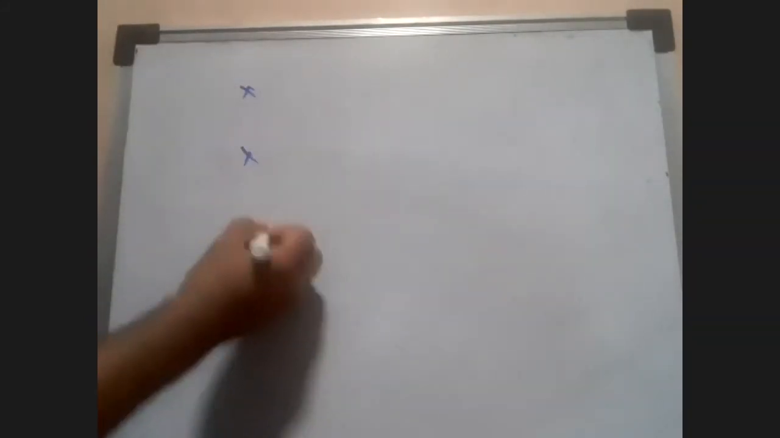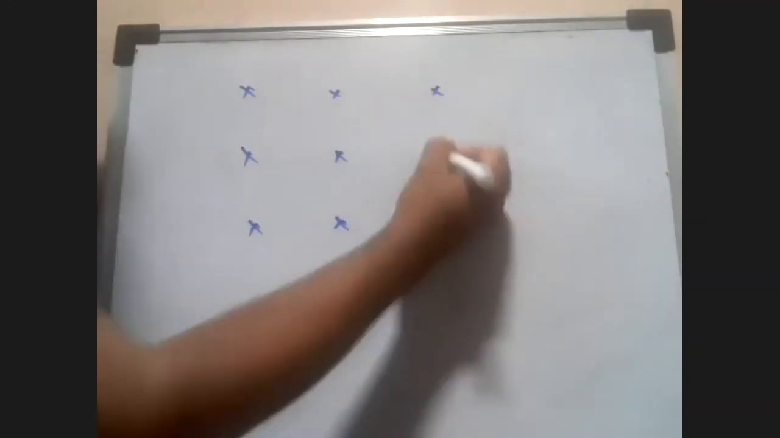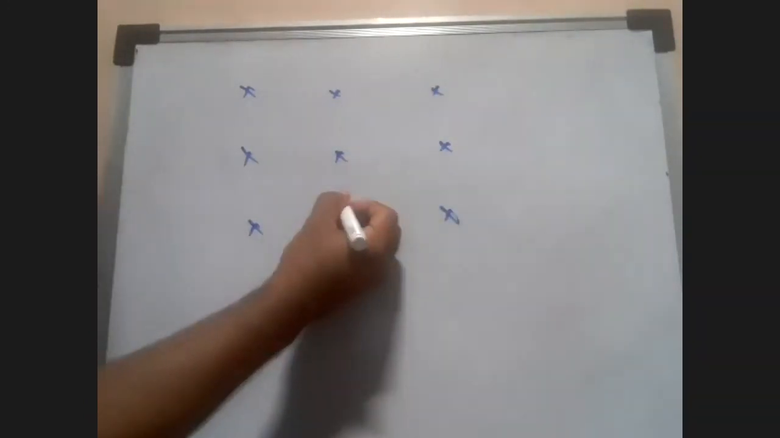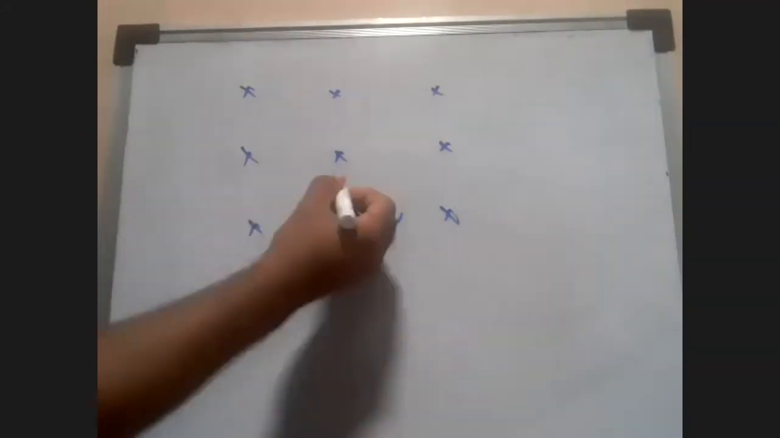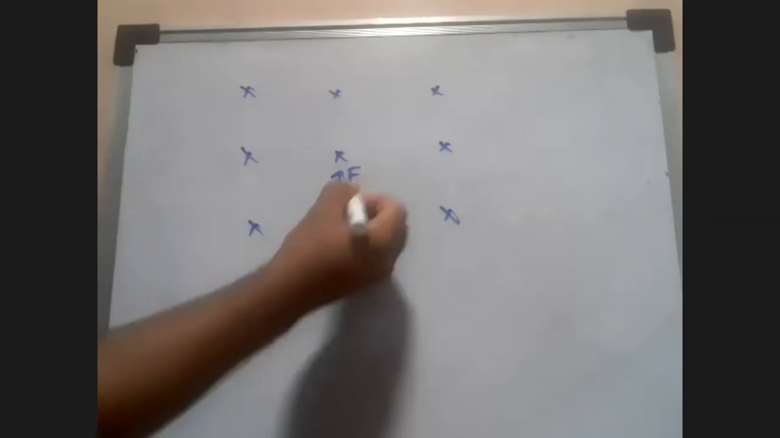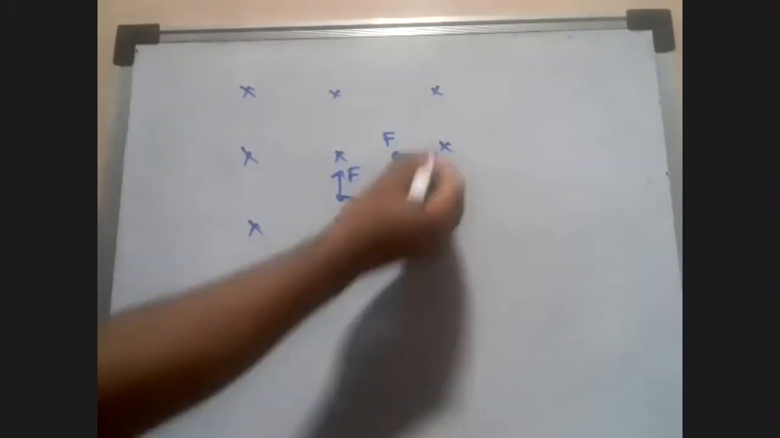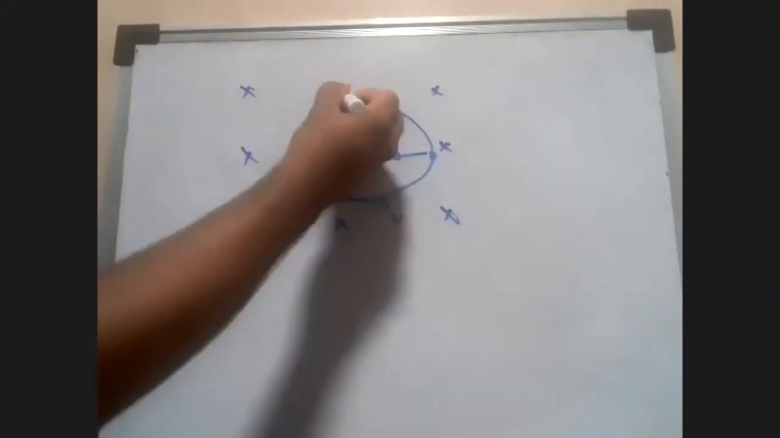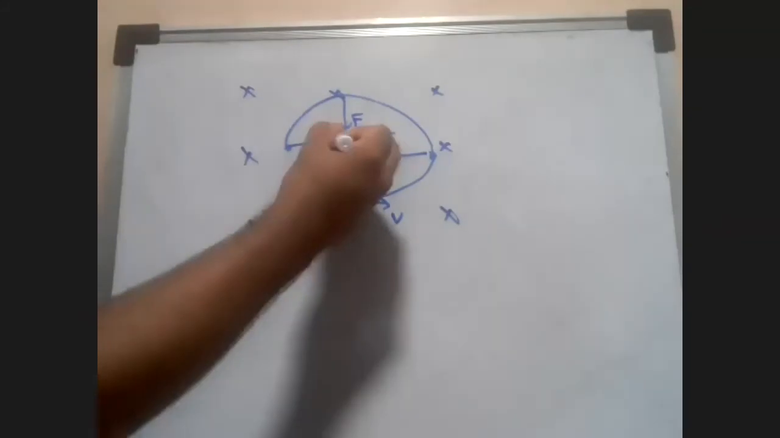So right now, just now I told you that in a uniform magnetic field, students, listen to me, if I have a charged particle having some velocity here, then the force is always inside. The force at this point also will be inside. Due to this force, we are having this path.